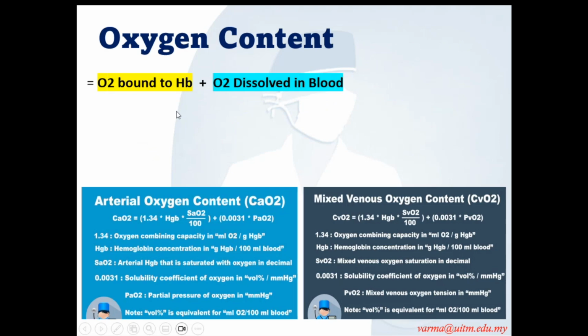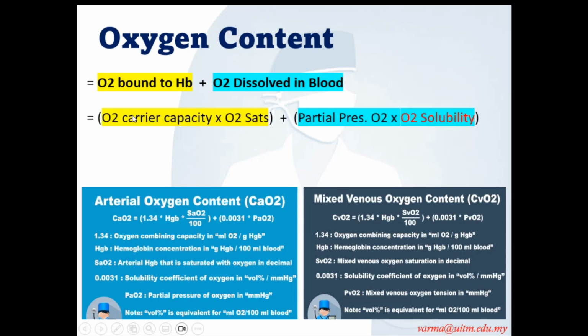So how do we calculate how much oxygen is bound to hemoglobin? The formula is oxygen carrying capacity times the oxygen saturation. Each hemoglobin has its oxygen carrying capacity, and we need to know how much of the hemoglobin is saturated with oxygen. That gives the amount of oxygen bound to hemoglobin. To find the oxygen dissolved in blood, we need the partial pressure of oxygen in the blood times the solubility coefficient, which I mentioned is 0.003 mL per millimeter of mercury.